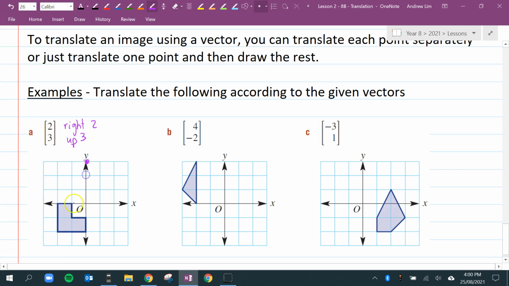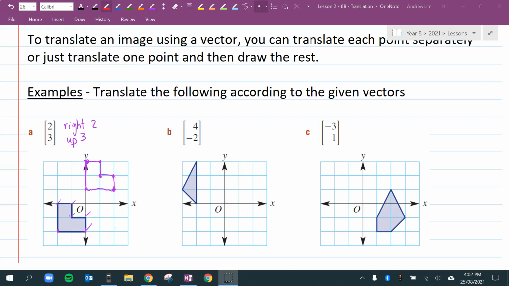I'm now going to take this point, right 2 and up 3, right there. So I've done those. I'm now going to take this point, right 2, up 3. That one's done. This point, right 2, up 3. That's done. This point, right 2, up 3. That's good. And this last point, right 2 and up 3, right there. And that's all the points of this image. And now I can just join the dots. And I have now translated the image right 2 and up 3.